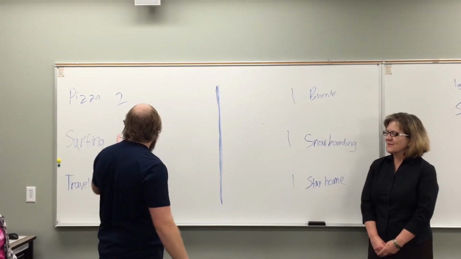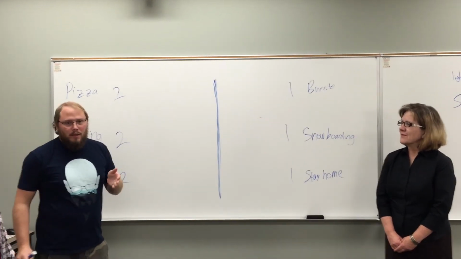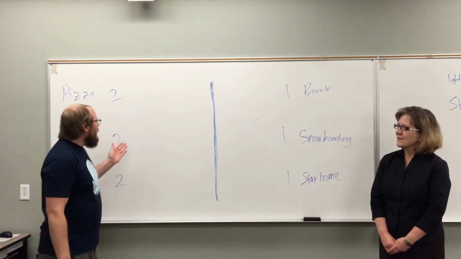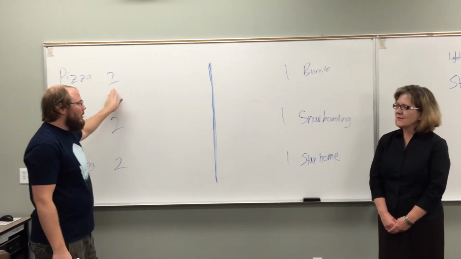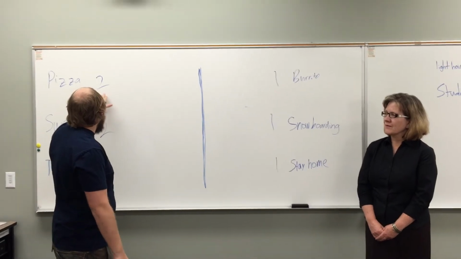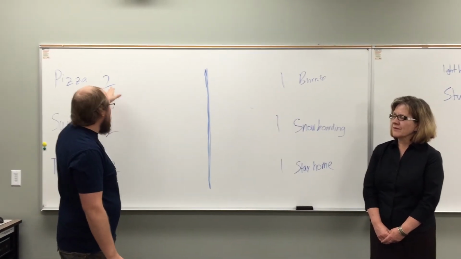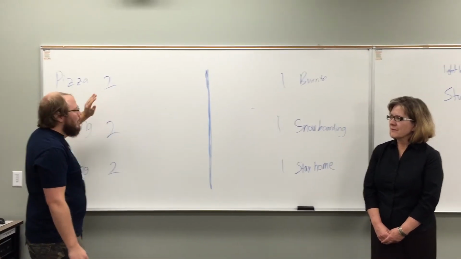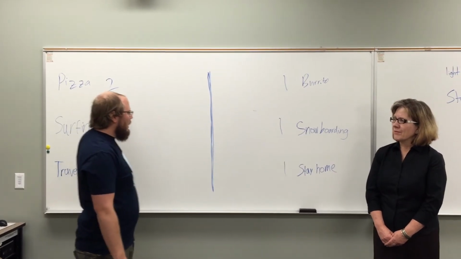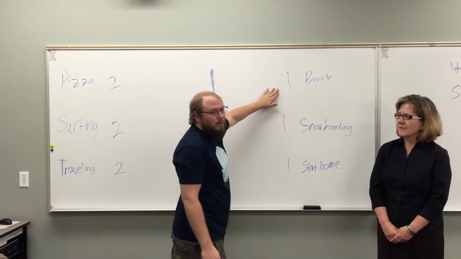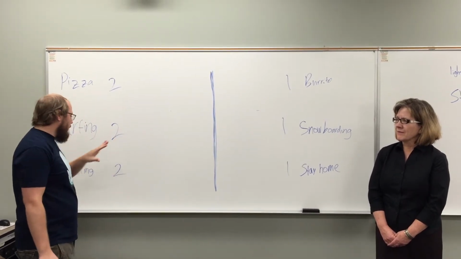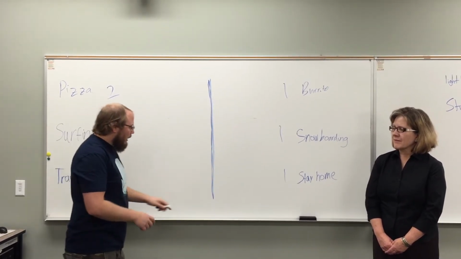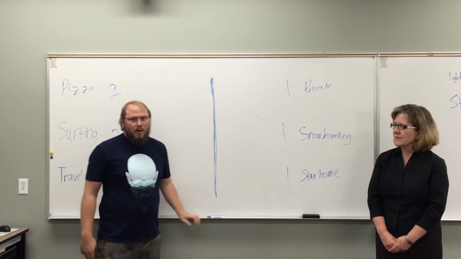So then I would ask the class, do they realize what they just created? And then I would go over how they created a ratio. It wouldn't be as simple as this. It'd be more numbers, and I'd be able to explain it better by saying 2 out of 3 people like pizza versus 1 who likes burritos. And then I would do the same for surfing and snowboarding and kind of introduce the ratio part of it.